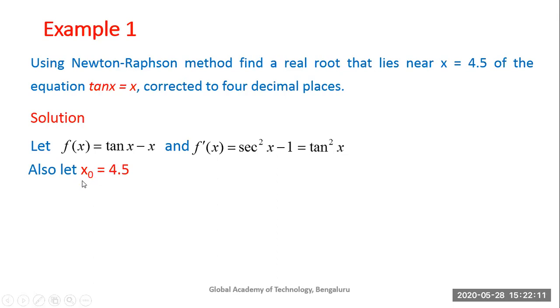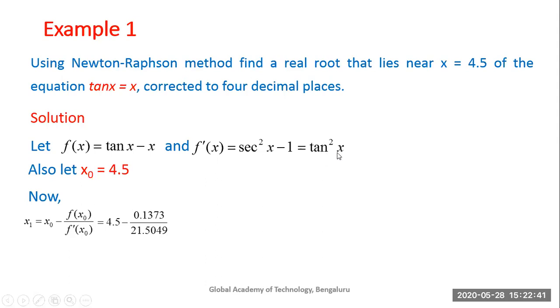Now using x naught, calculate x1, which is x naught minus f of x naught by f dash of x naught. So x naught is 4.5. F of x naught means tan 4.5 minus 4.5. Make sure that your calculator is in radians. So 4.5 is not in degrees here. So set your calculator for radians. Then find tan of 4.5 minus 4.5, you get 0.1373.